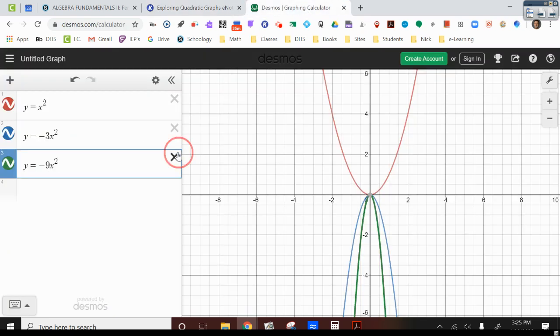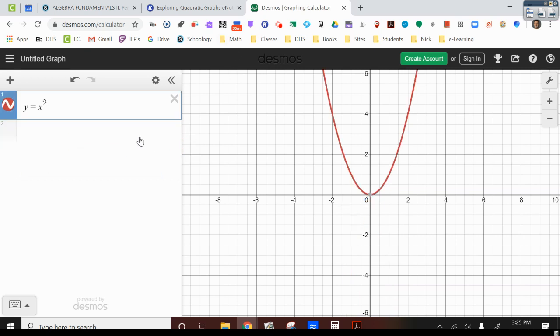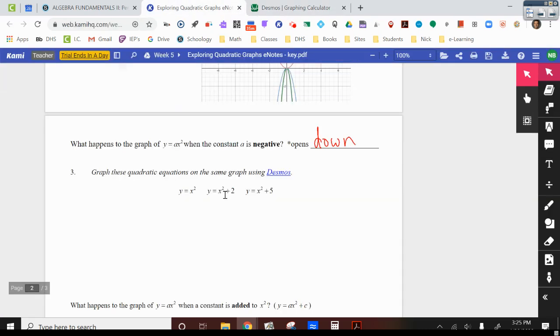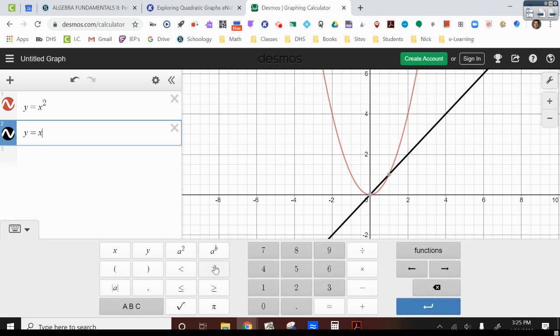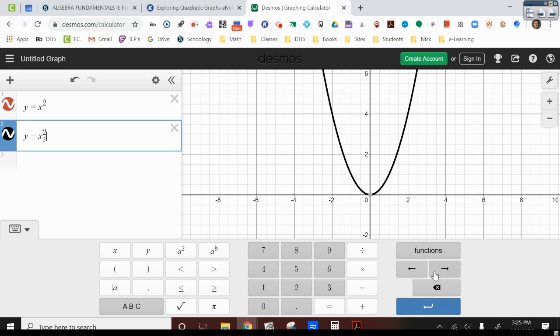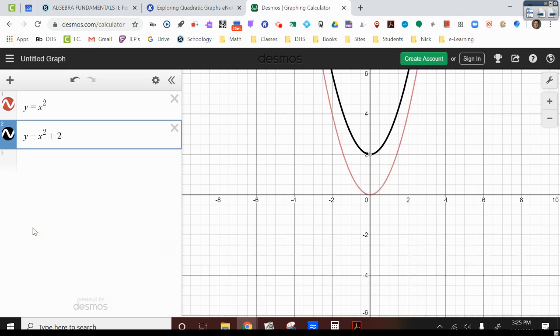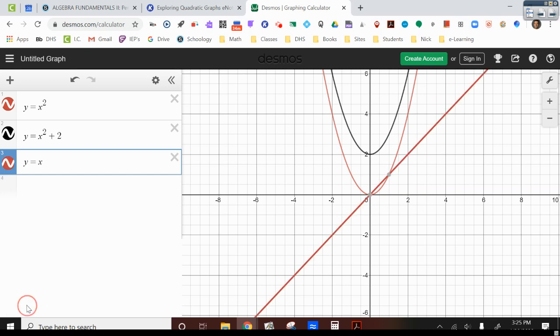All right. So I'm going to clear out these two and keep my parent. That's my parent of y equals x squared. And now I want to see what happens when I add 2 to that parent and when I add 5 to that parent. And actually, you guys should probably take a guess. What do you think is going to happen when I add 2 to this? Well, let's see if your guess is right here. It looks like it went up 2 units. Is that what you guessed? Now let's see what happens when we add 5 to this graph.